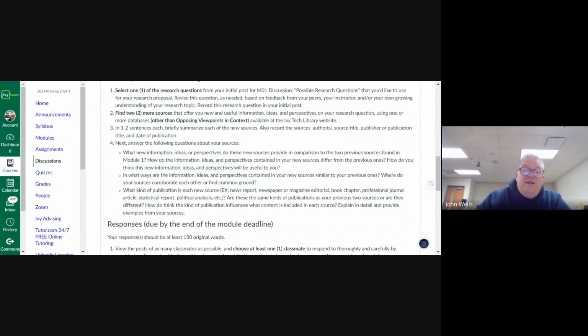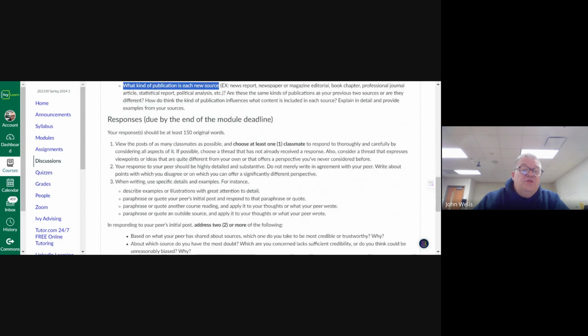And then what kind of publication is each new source? So taking that minute to really think about what is that source, where did this information come from? And then does that help or hurt you in using them? So that'll be your initial post.